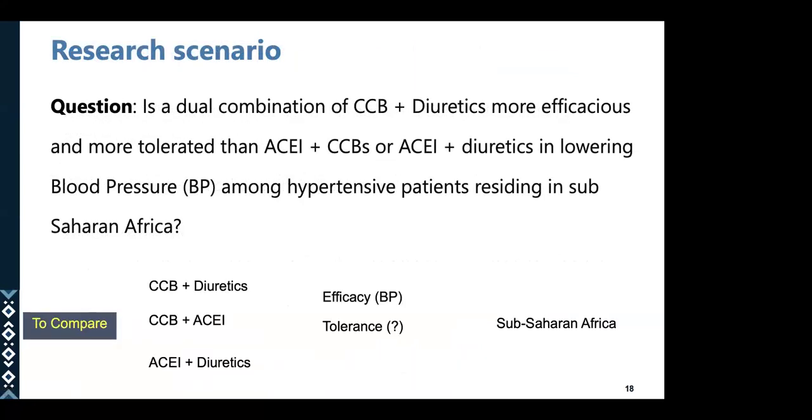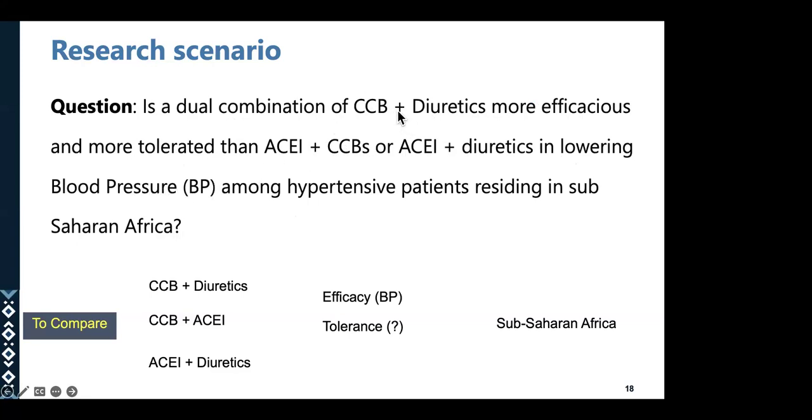This is another research question which is rather comparative, which can be, for example, is a dual combination of calcium channel blocker plus diuretics more efficacious and more tolerated than ACI plus calcium channel blockers or ACI plus diuretics in lowering blood pressure among hypertensive patients residing in sub-Saharan Africa? You understand the context. You understand the variable here. What are we measuring? We are measuring the changes in blood pressure.